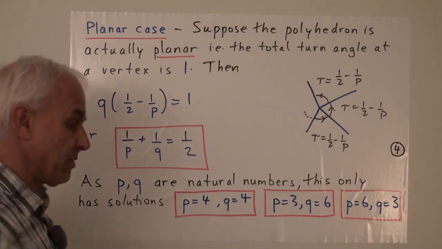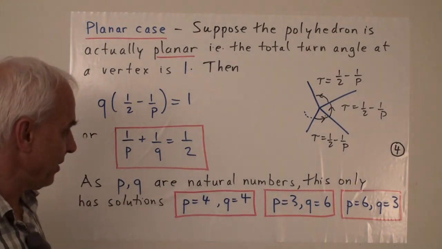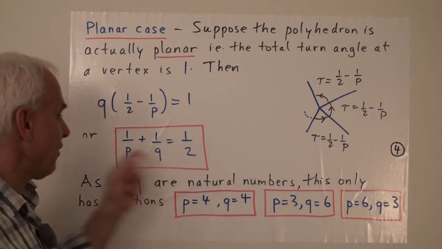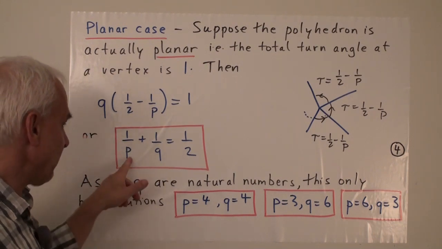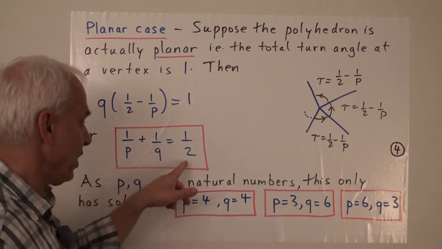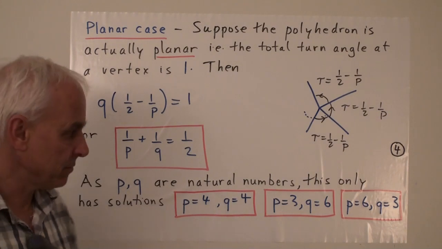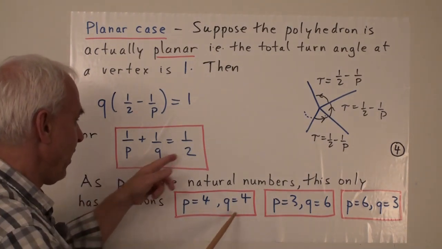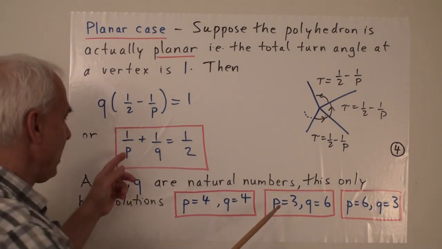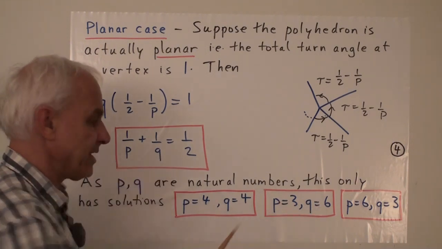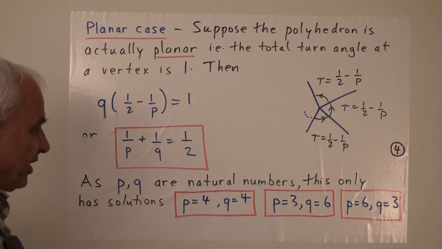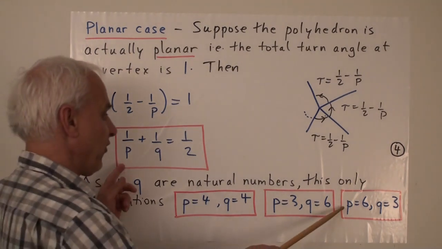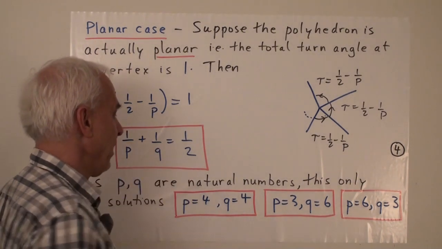Now, p and q are supposed to be natural numbers. There are not a lot of natural numbers that satisfy 1 over p plus 1 over q equals 1/2. If p is 4 and q is 4, that's a solution. If p equals 3 and q equals 6, that's a solution because 1/3 plus 1/6 equals 1/2. If p equals 6 and q equals 3, then you get a half.